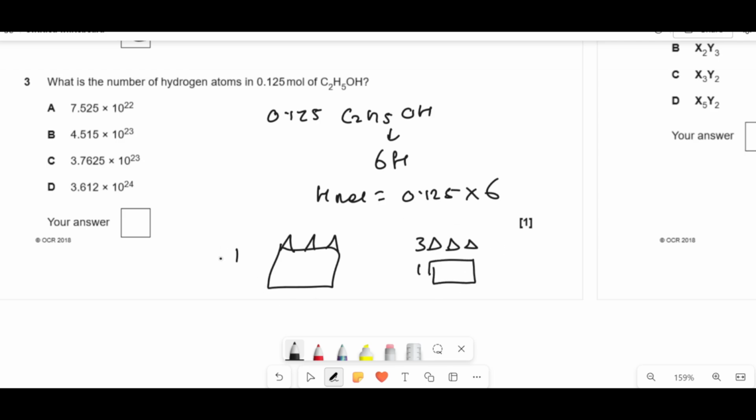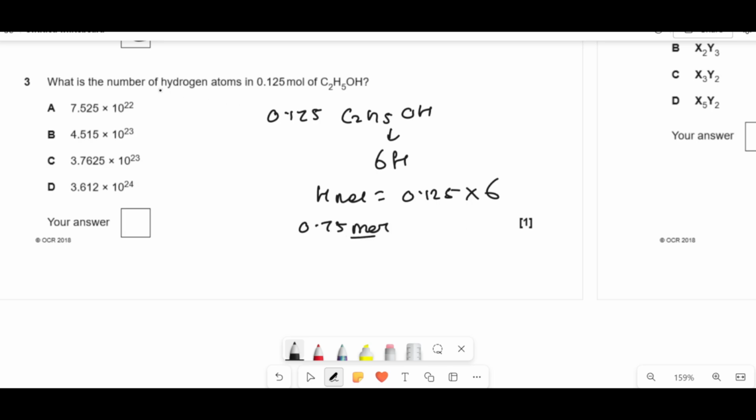So if I had 2 of these, I've got 2 squares plus triangles, but I've actually got 6 triangles and 2 of these. And that's what's going on here. We have 0.125 of this whole thing, but there's 6 H in each one of these. So we actually have 6 of this within the unit if you break it down into its chunks. That's how many moles we have, which is going to be 0.75 moles.